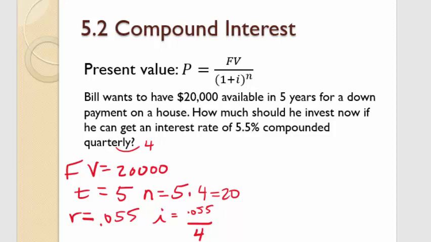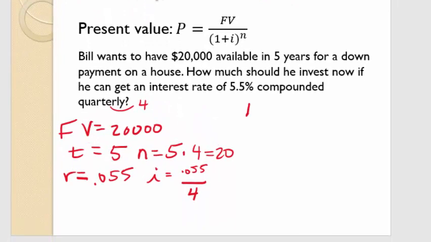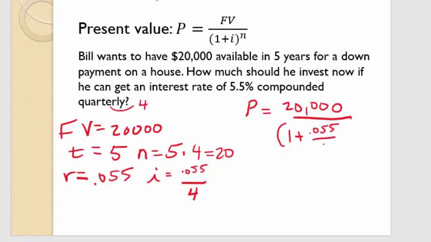So plugging that into my formula, the amount invested, or P, is equal to the future value, the amount that I want in the future after 5 years, divided by 1 plus i, which is 0.055 divided by 4. And all that raised to the n power, which is 20. Now try this on your calculator with me to make sure that you get the same answer. This will be good practice.